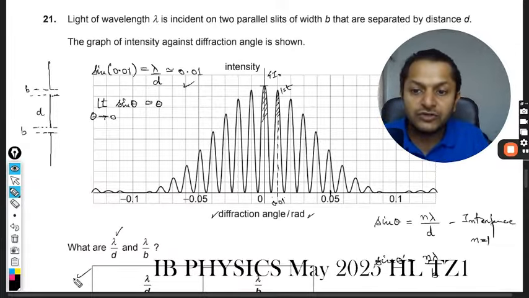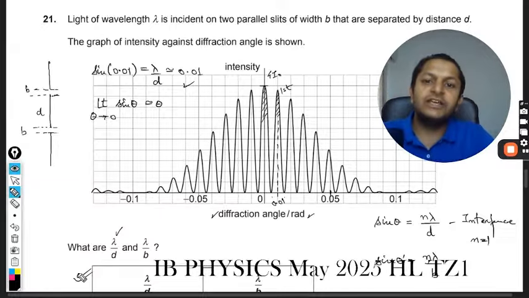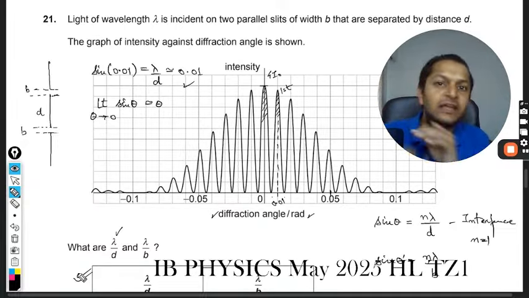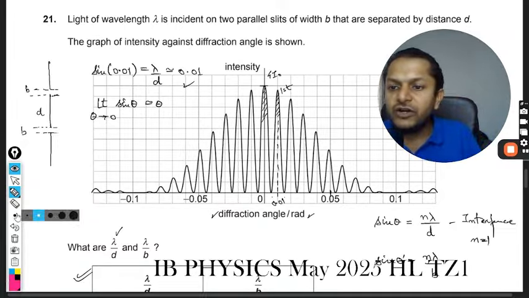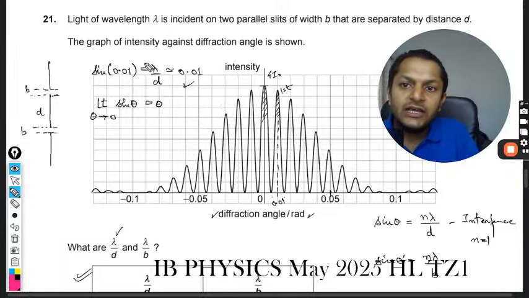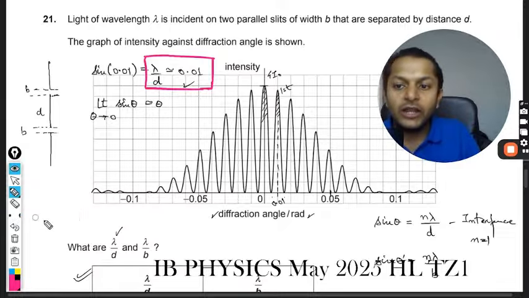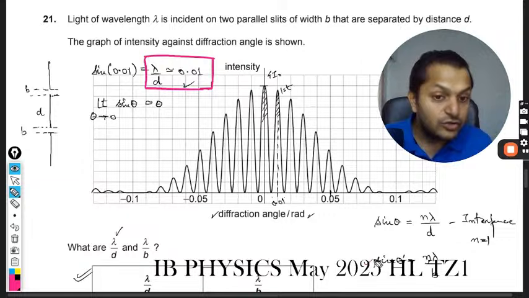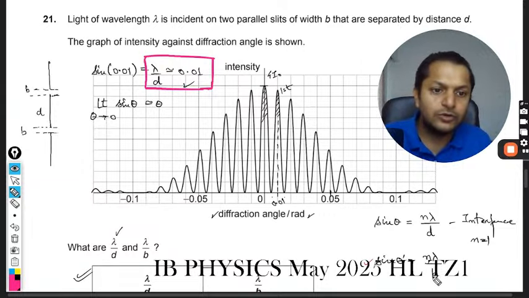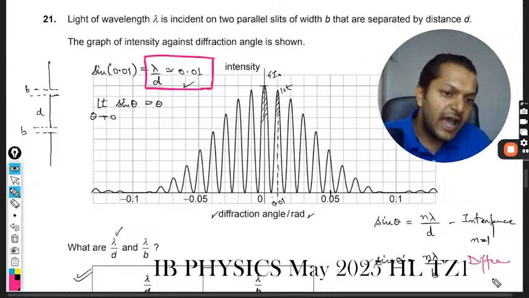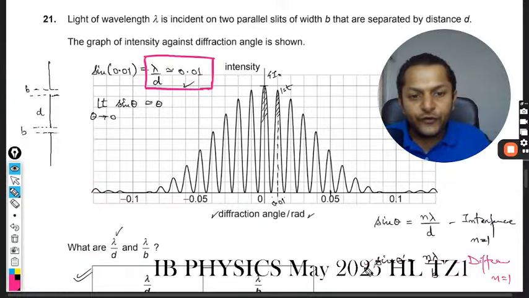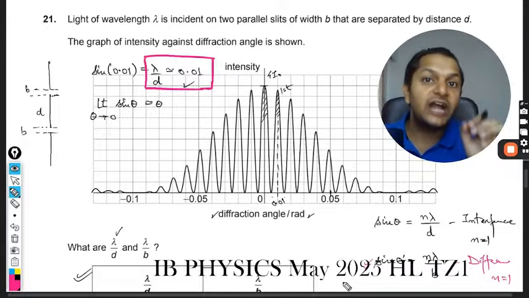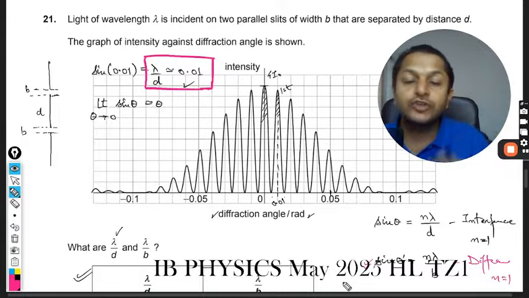I'm not showing you the answers as of now because I have to erase each and everything. So let me first do it and then we will find the answer. This is our first point, that lambda by d is equal to 0.01. But what about the diffraction now? For the diffraction, again we use this angle, sine theta dash is equal to n lambda by b. In the case of diffraction here, n value will be taken as 1. So this formula pertains to the first dark point because of diffraction.